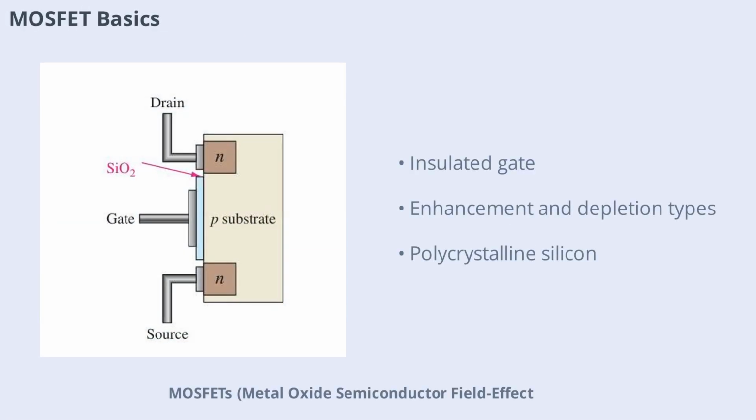MOSFETs, metal oxide semiconductor field effect transistors, are another category of FETs. Unlike JFETs, MOSFETs have no PN junction. The gate is insulated from the channel by a silicon dioxide layer. There are two main types, enhancement (E) and depletion (D). Enhancement MOSFETs are more widely used, and polycrystalline silicon is often used for the gate material. These devices are sometimes called IGFETs, insulated gate FETs.